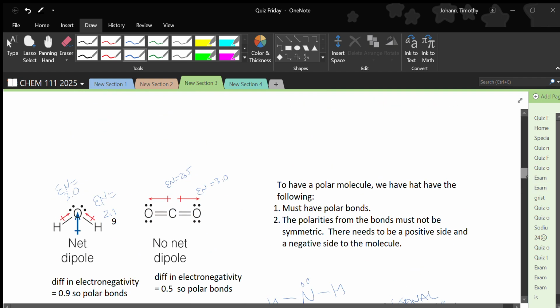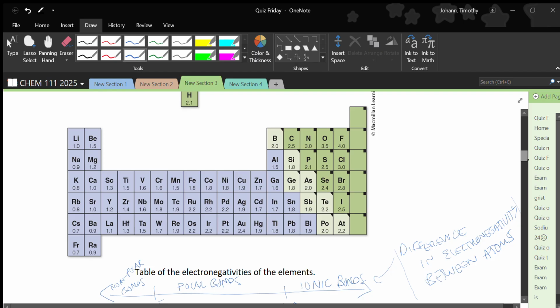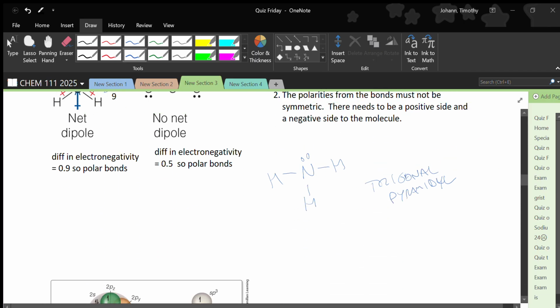Okay, and then if we go up and look at our chart again, 3.0 for nitrogen. The electronegativity of hydrogen is equal to 2.1. The electronegativity of nitrogen is equal to 3.0. So the difference is 3.0 minus 2.1 or 0.9. That's a polar bond, because the difference is greater than 0.5.